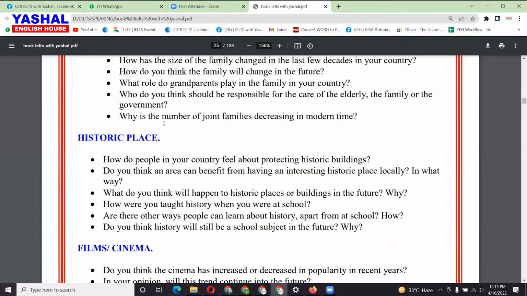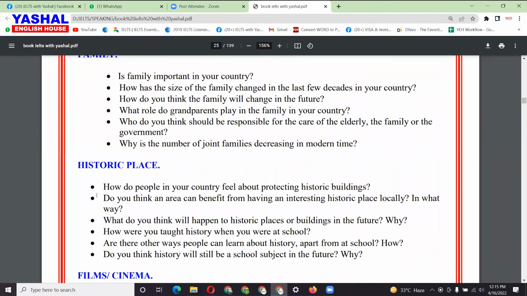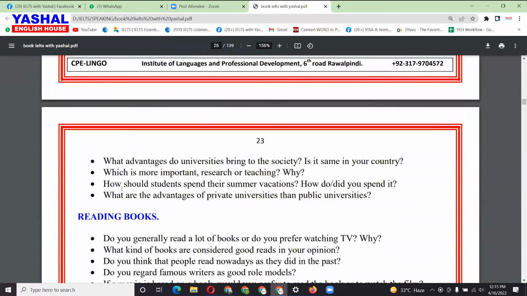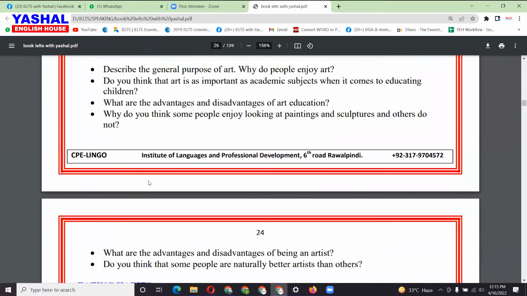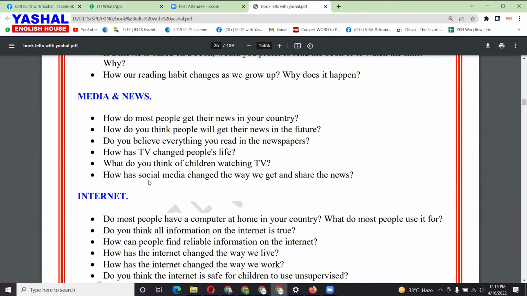This is part three. It is about family, about historical place, about films, about cinema, about universities. Okay. These are the questions examiner would be asking you, and these topics would be relevant to part two.